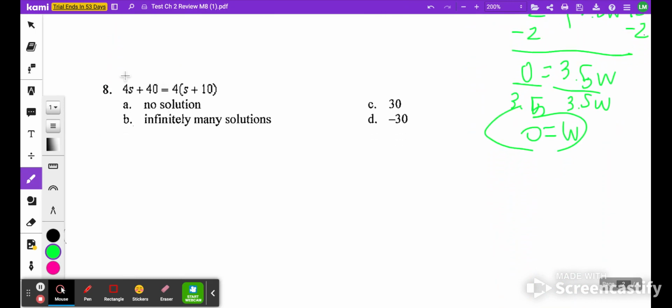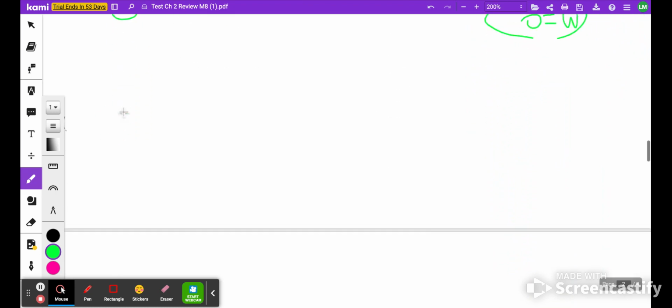Number 8, 4s plus 40 is equal to 4s plus 10. When I distribute, I get 4s plus 40. So 4s does equal to the other 4s plus 40. So this one is B, infinitely many solutions.